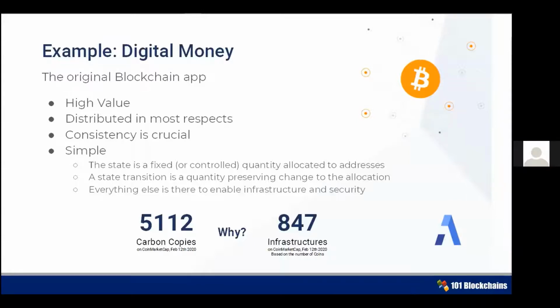Yet a bit of research I did showed that earlier this year, there were a good 5,000 carbon copies of this application running, forks, copies, just small incremental changes. And almost 850 of those were running on their own dedicated infrastructure. I don't know any other example of an application that was copied that much.